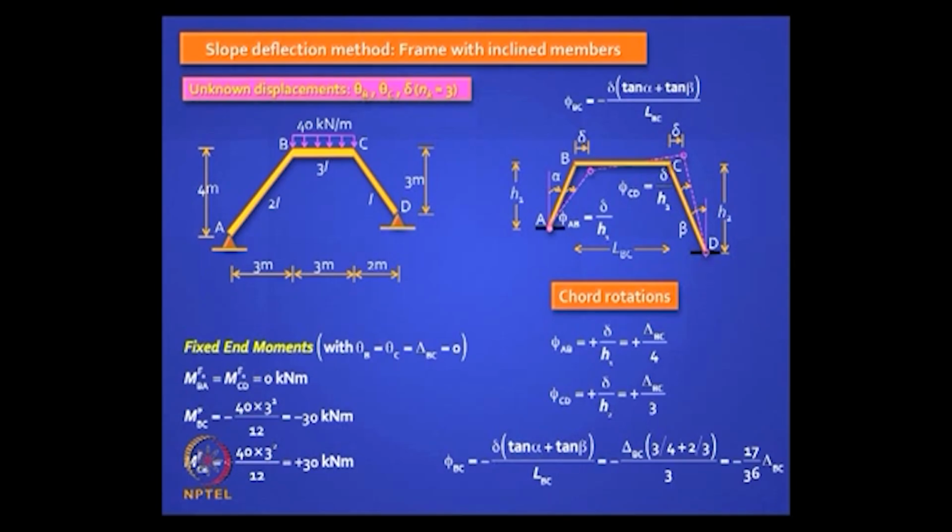So now you are ready to write the slope deflection equations, and they are also very easy to write because you know it by memory now. MAB is MFAB plus 4 EI by L theta A plus 2 EI by L theta B minus 6 EI by L into phi AB. Clear? Except when you have a hinge. When you have a hinge, then you have 3 EI by L for rotational stiffness and you have minus 3 EI by L into phi for chord rotation. Is it clear?